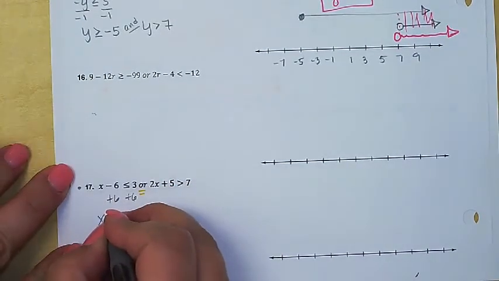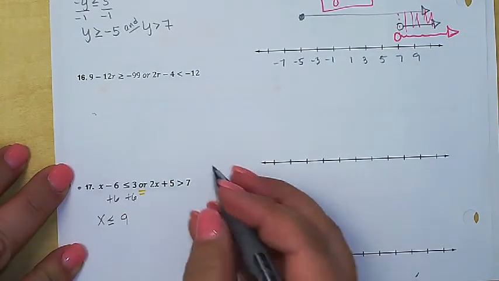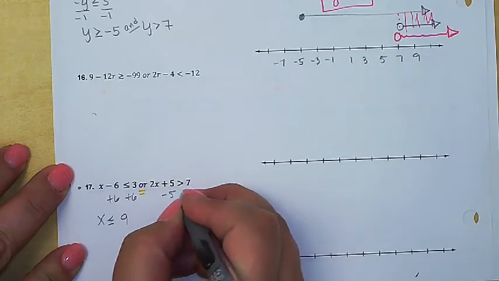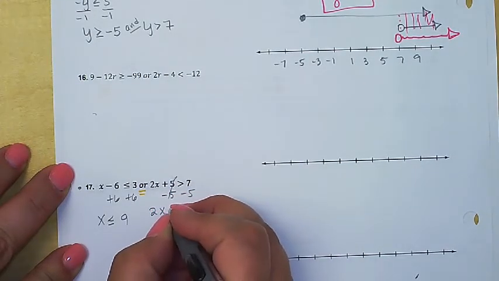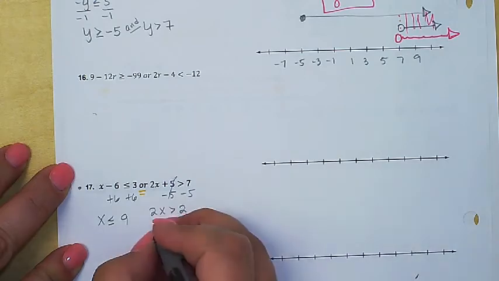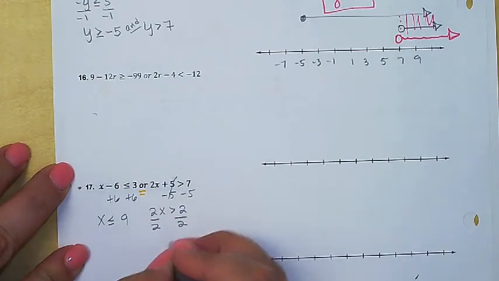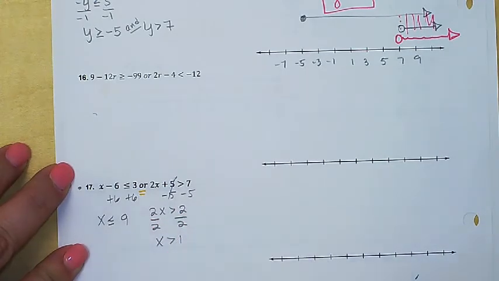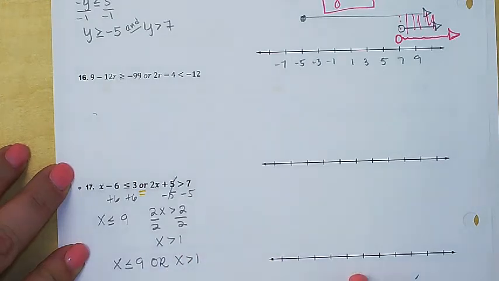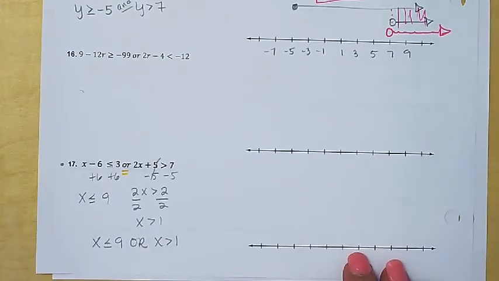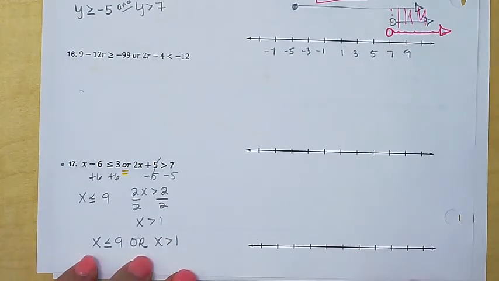We'll get x is less than or equal to 9. Or if we solve this side, we'll get rid of that 2. We'll get rid of that 5. That'll give me 2, and then I'll divide, and I'll get x is greater than 1. So my solutions here need to be anything that is less than or equal to 9, or anything that is greater than 1. So let's take a look at what that final solution looks like.